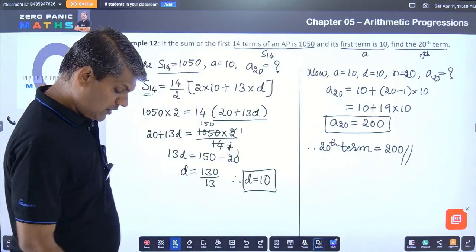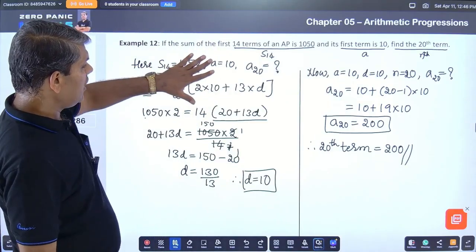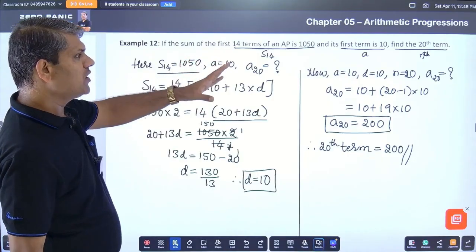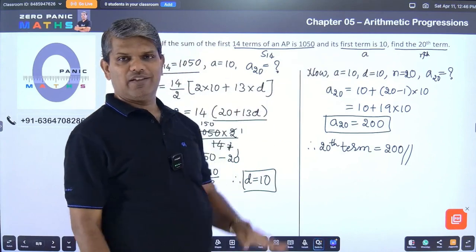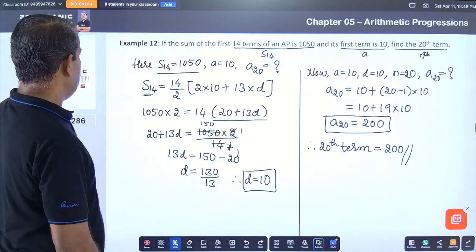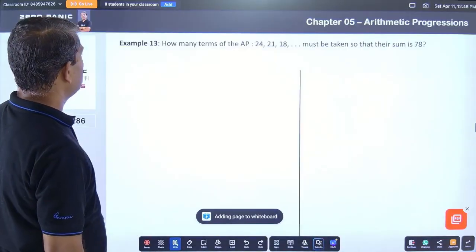This is the solution. So with the given information, what is missing, you need to find it out first to find what is required. Okay, now let us move to the next problem.